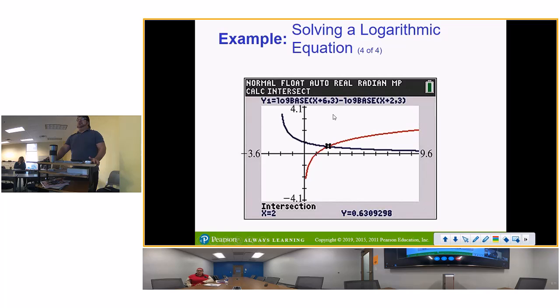But they're showing you how to do it right here, so make sure you use log base, and it must be a TI-84 Plus or better. x plus 6, comma 3, there's the base. And then minus log base x plus 2, base 3. So that's how you type it in.